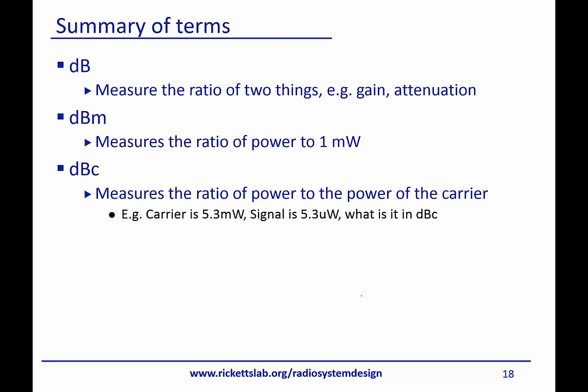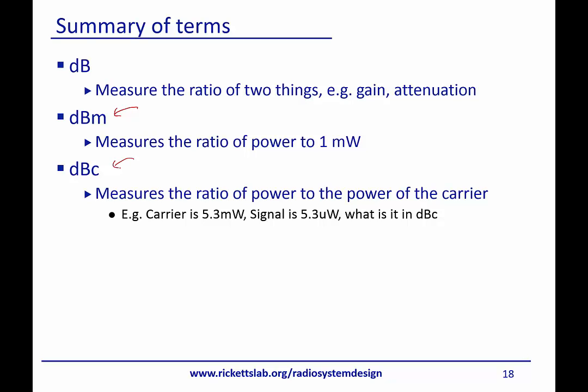dBc measures the power of a signal referenced to a carrier. Oftentimes when we're transmitting a signal, we'll have our information and then we'll also have our carrier signal. And we'll sometimes talk about the power of the information or the other frequencies relative to that carrier. And we just use the same thing. Here it's referenced to 1 milliwatt. Here it's referenced to the carrier.